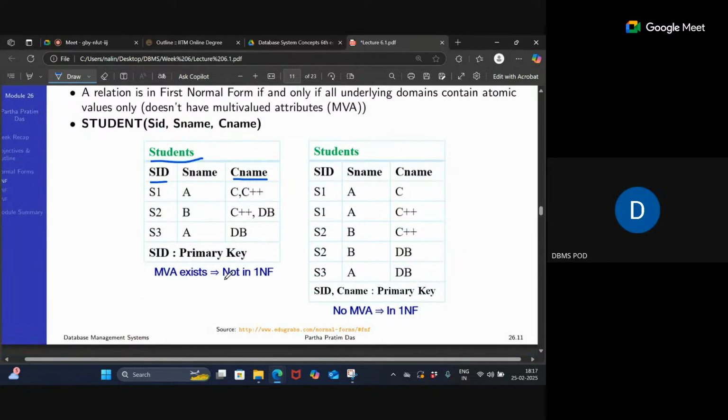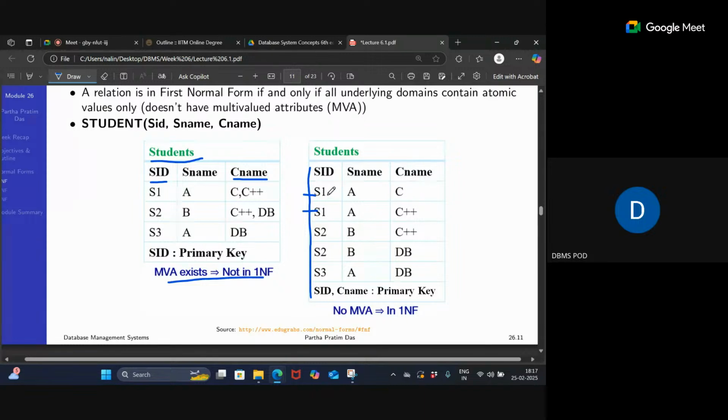If the table has to be made into 1NF, we can write this multi-valued attribute separately for each record. Like C can be in one record and C++ can be in another record. So this kind of relation is in 1NF. It does not have any multi-valued attributes. Each and every record is unique. S1 with C, S1 with C++, there are no redundant records. So this is in 1NF.